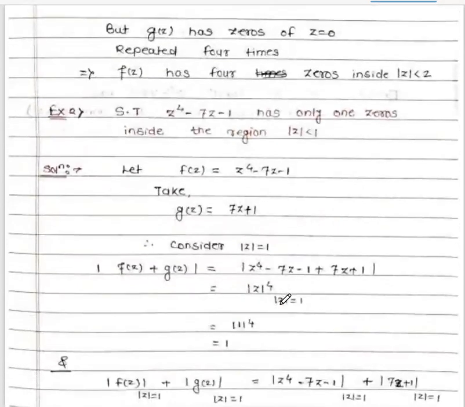Now we will see the second example on Rouche's theorem. Show that z to the power 4 minus 7z minus 1 has only one zero inside the region mod z less than 1. So let us consider what is given. We have given f of z equal to z to the power 4 minus 7z minus 1. So take g of z, that is 7z plus 1. So consider mod z equal to 1. Now we will find out mod f of z minus g of z. So put the values of f of z and g of z and solving for mod z equal to 1, we will get 1.